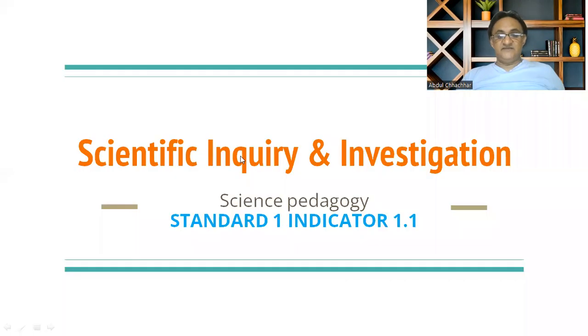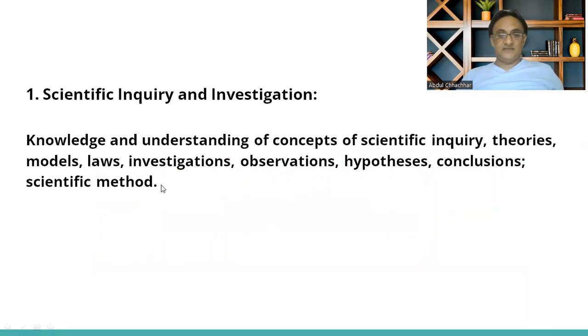So let's see. Here's the screen. Scientific inquiry and investigation. Standard 1, indicator 1.1. So what is indicator 1? Let's read about that. Scientific inquiry and investigation. The indicator 1.1: knowledge and understanding of the concepts of scientific inquiry, theories, models, laws, investigations, observation, hypothesis, conclusion, and scientific method.